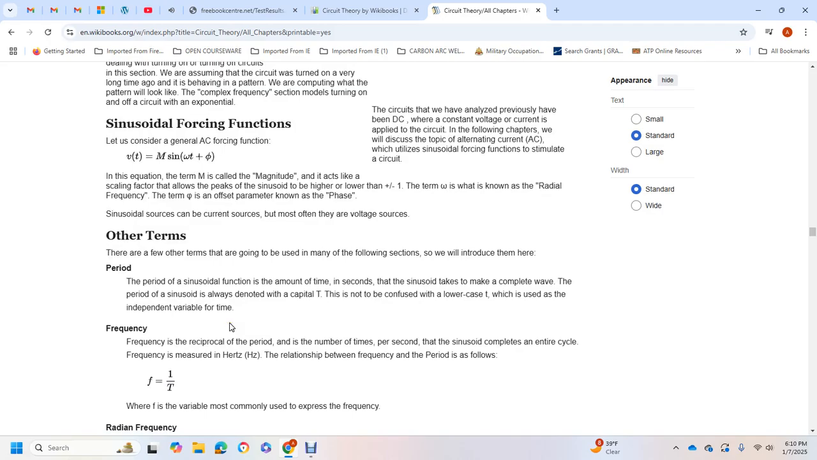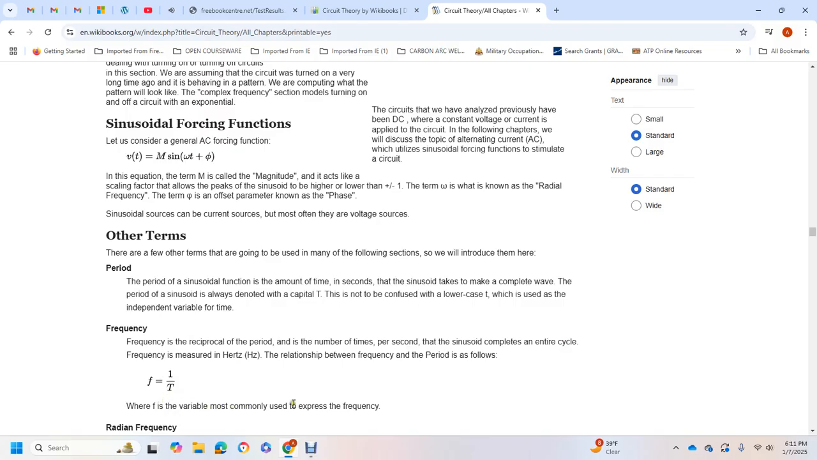There are a few other terms that are going to be used in the following sections. We'll introduce them here. Period is the amount of time a sinusoid takes to make a complete wave cycle. The period is denoted by capital T, which is not to be confused with lowercase t, the independent variable of time. Frequency is the reciprocal of the period, the number of times per second the sinusoid completes a cycle. Frequency is measured in Hertz, and the relation between frequency and period is f equals 1 over T.